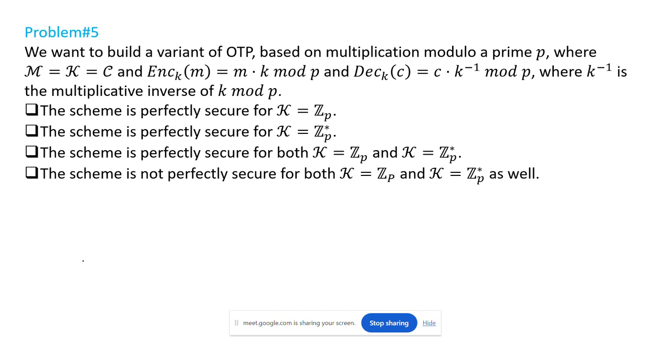Yes, anyone? Is it the fourth? You were saying it is not perfectly secure for both key space Zp and Zp star. Why? Because for perfect secrecy, the key also has to change for every message, whereas in this case the key is not changing. That is my presumption. The key is uniformly sampled from the key space, but once you take it, then it is fixed, right? Or do you keep changing it also?